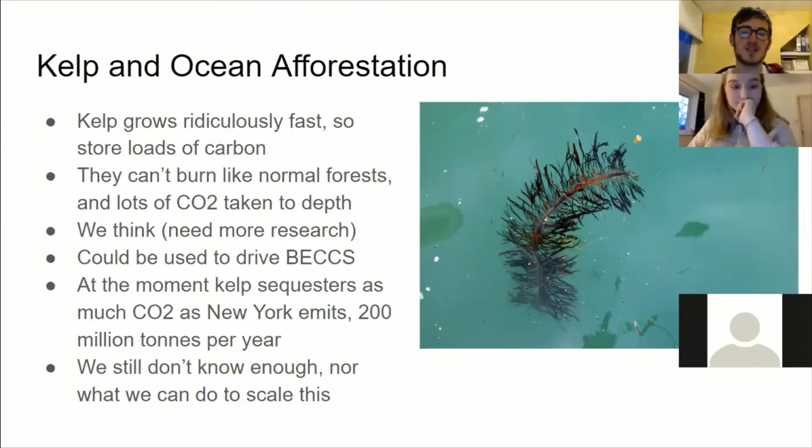Each one can't do loads because it grows so quickly. But actually, if we manage it correctly, we can really harness that to remove loads of carbon dioxide from the atmosphere. Also, it's in water, so it isn't going to burn like normal forests. Often when these plants die, rather than staying where they are, they get taken by the currents into deeper oceans until air sacs on the top of the kelp burst and then they sink. Lots of CO2 is taken to depth. At least we think it is. We don't have tons and tons of research on kelp and CO2, so we really need to do more.